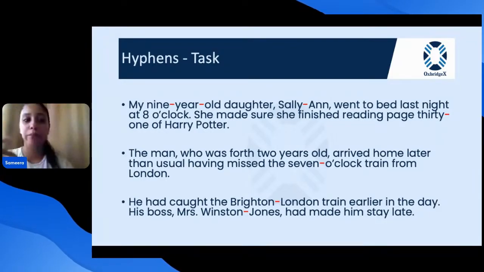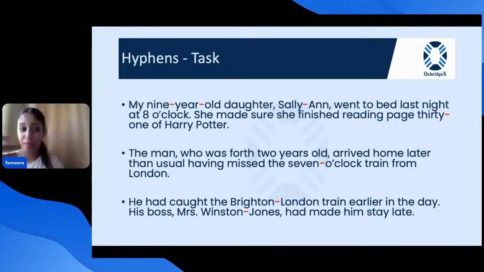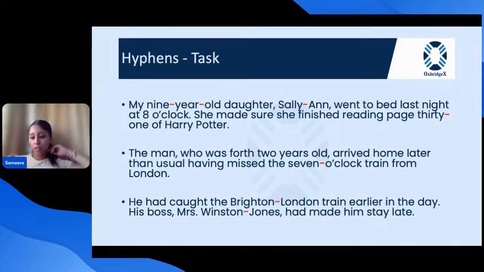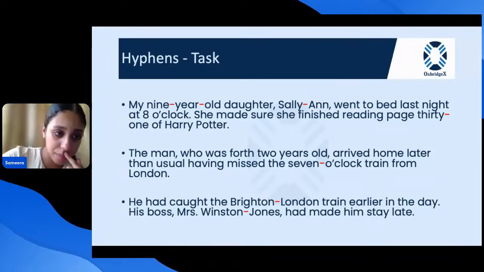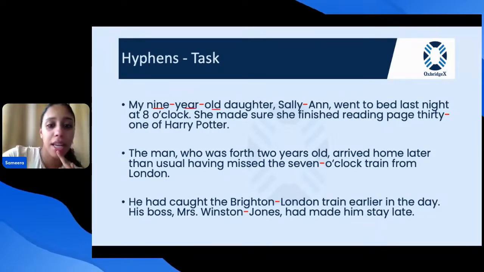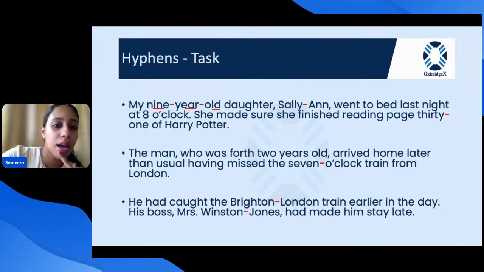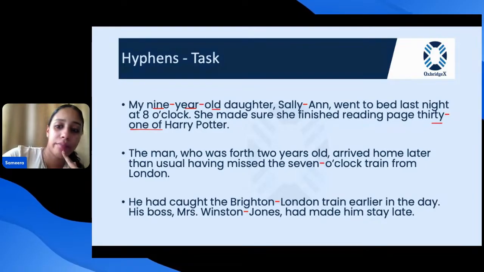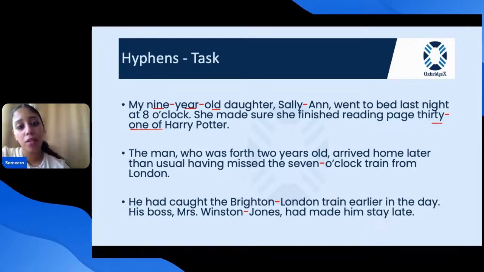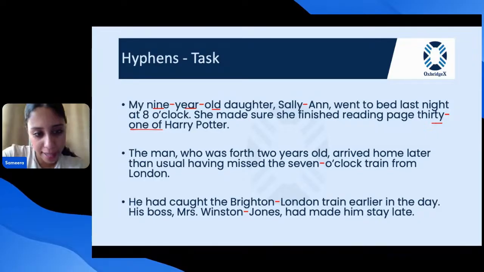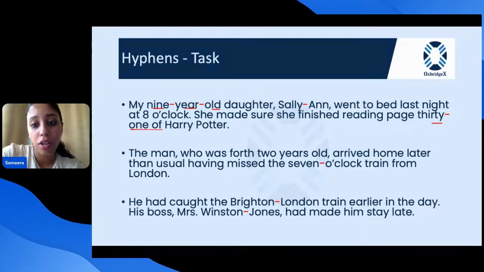So what I'm doing as I'm going along is essentially applying all the rules that I've just discussed with you. So Sally Ann, 9-year-old. She made sure she finished reading page 31. That's another one. The man who was 42 years old, arrived home later than usual, having missed the 7 o'clock train from London.